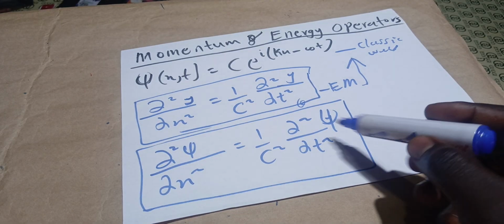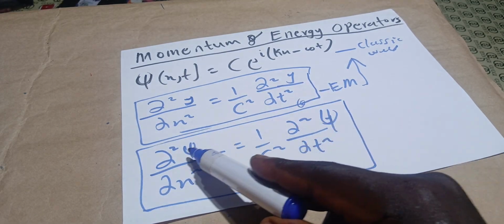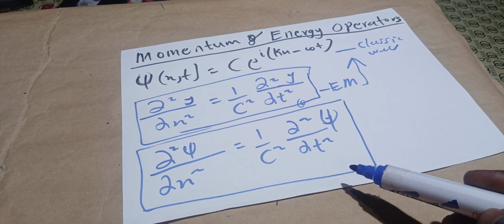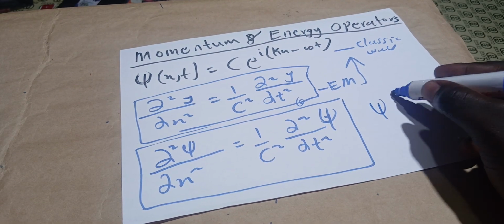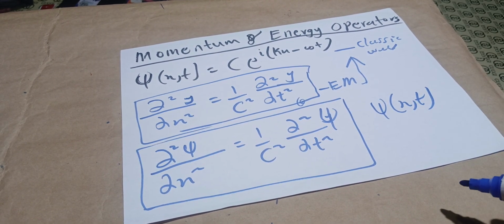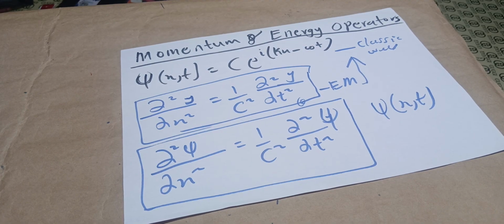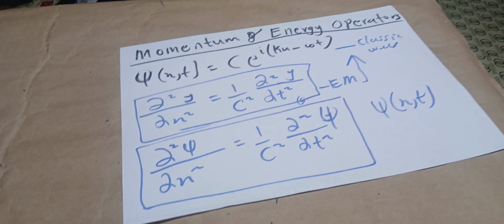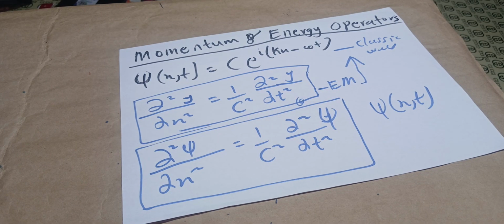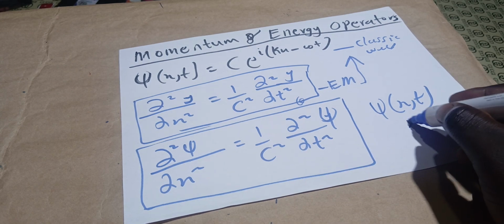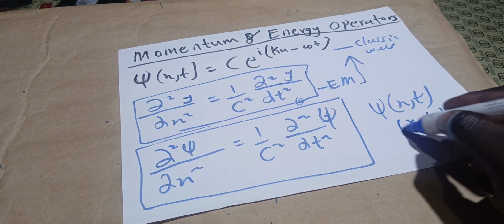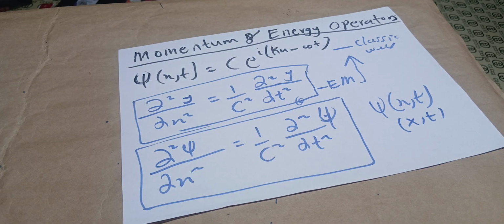So Schrodinger replaced the displacement y with psi as the wave function, where psi of x, t is a function that describes the behavior of an electron, and is a function of distance x and time t. So that is what we need to know.